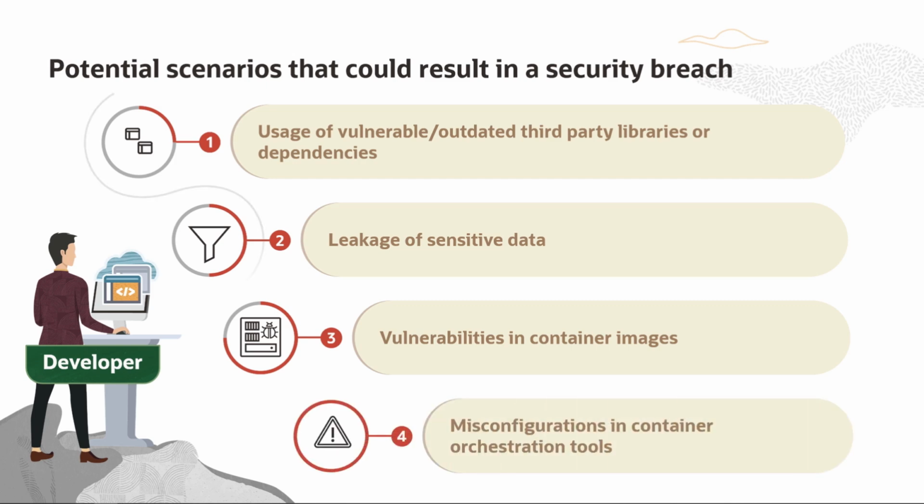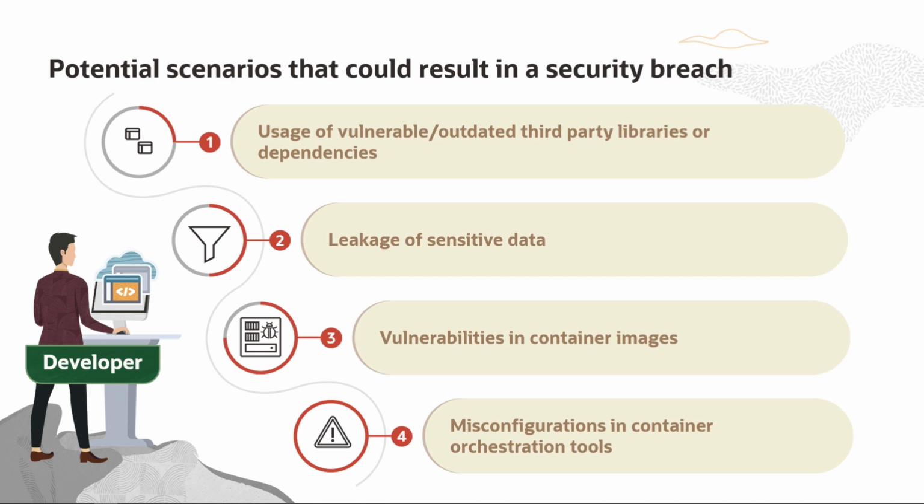Lastly, misconfigurations in container orchestration tools. Container orchestration tools like Kubernetes are used to manage and scale containerized applications. However, misconfiguration in these tools can create security vulnerabilities that can be exploited by attackers. It is important to follow security best practices and regularly audit the configuration of these tools to prevent security breaches.